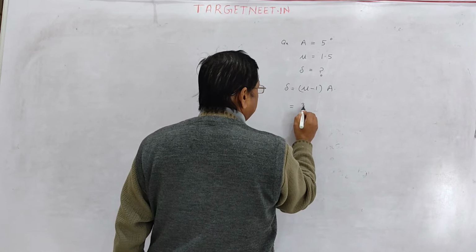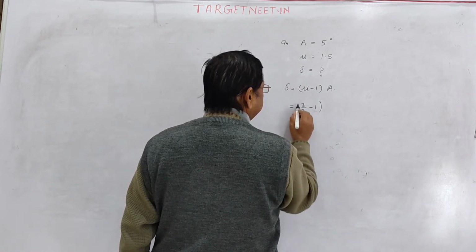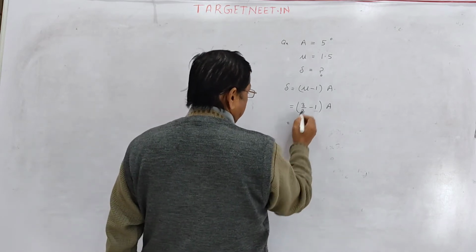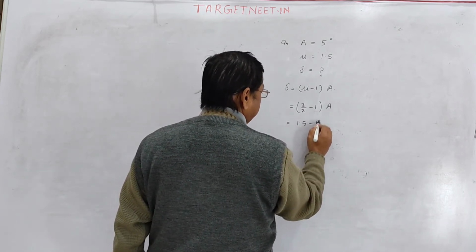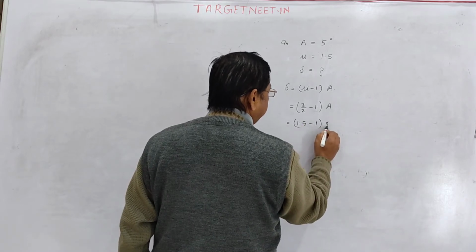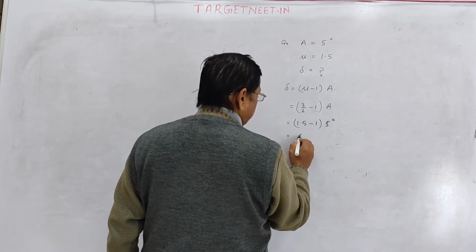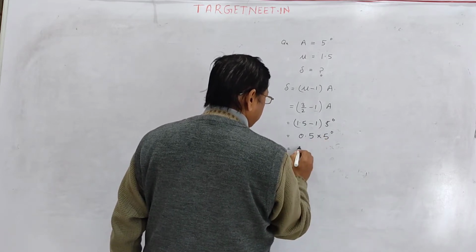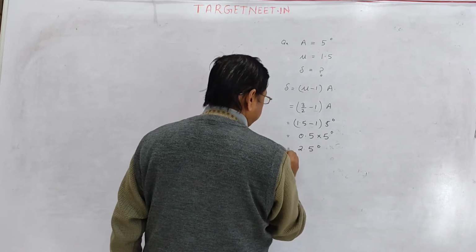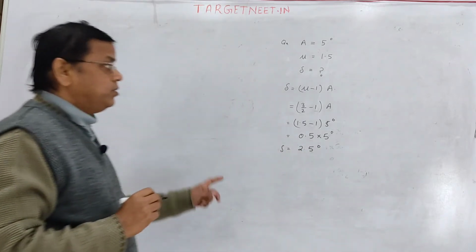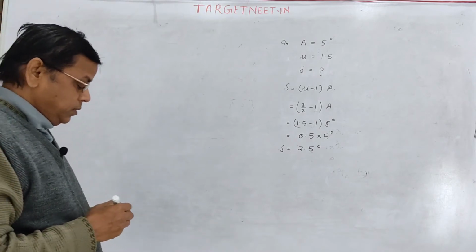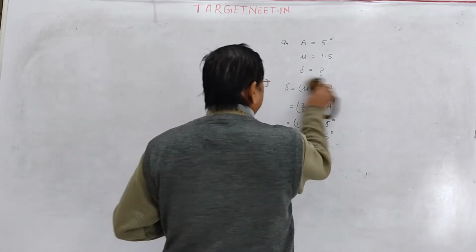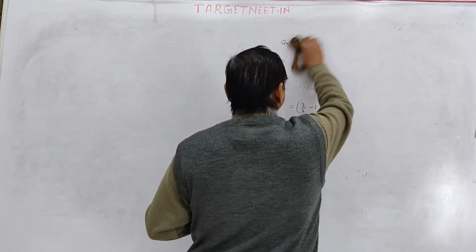So it is 3 by 2 minus 1 into A, that is 1.5 minus 1 into 5 degree. So it is 0.5 into 5 degree. So 2.5 degree. So this will be angle of deviation in this case. So for thin prism, angle of deviation is mu minus 1 into A.